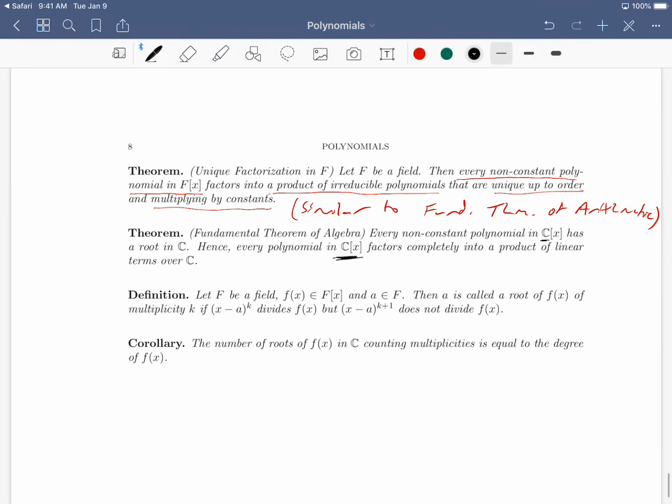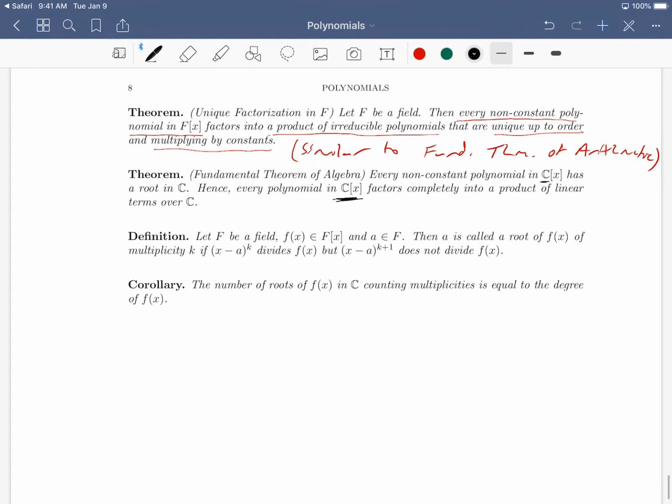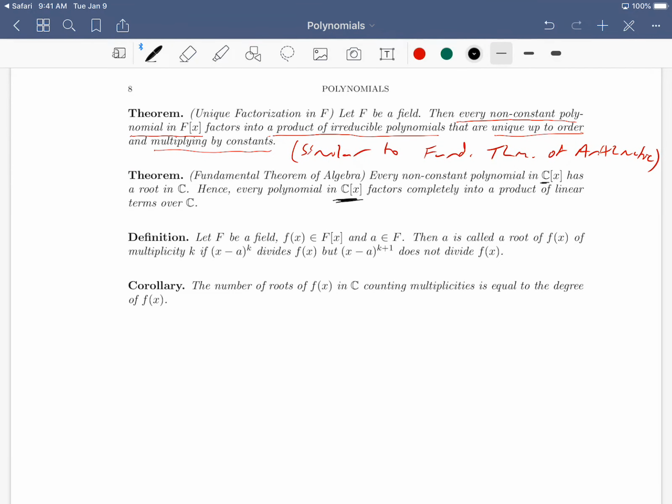Now, in order to state the corollary, we need to talk about what the multiplicity of a root is, and that is something you might already know. A root a is said to have multiplicity k if (x minus a) to the k divides f, but (x minus a) to the k plus 1 does not.